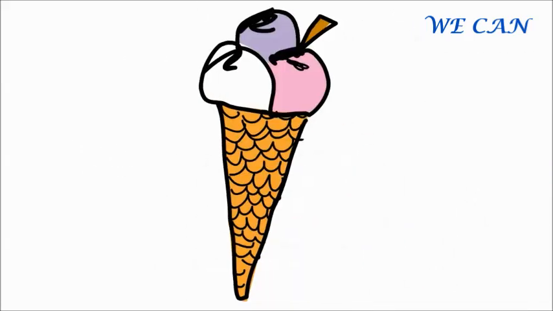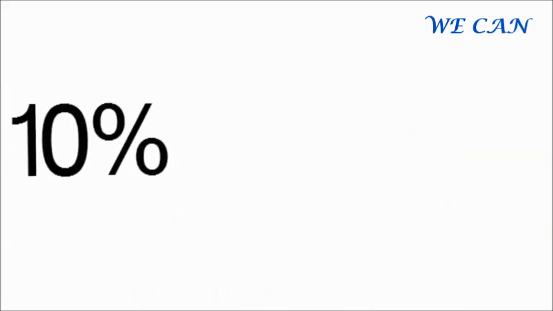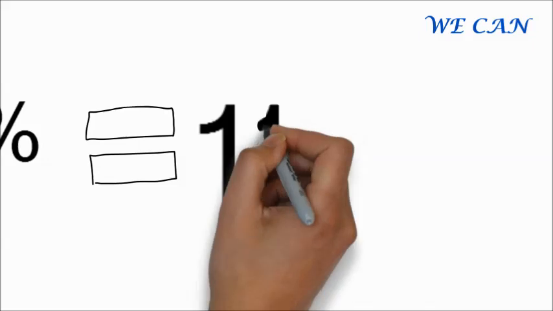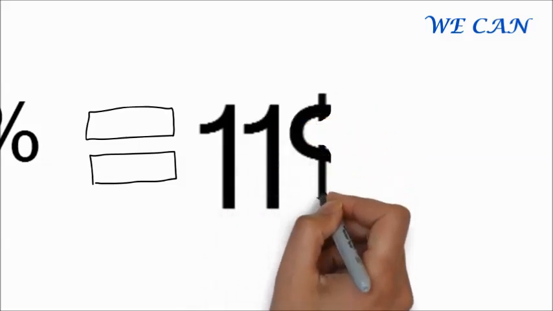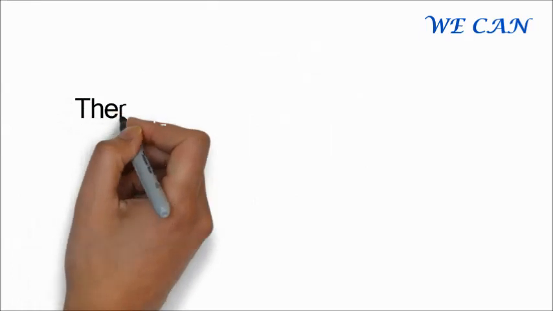Suppose you can buy an ice cream for $10 this year and the yearly inflation rate is 10%. Theoretically, 10% inflation means that next year the same ice cream will cost 10% more, or $11. So, if your income doesn't increase by at least the same rate of inflation, you will not be able to buy as many ice creams.